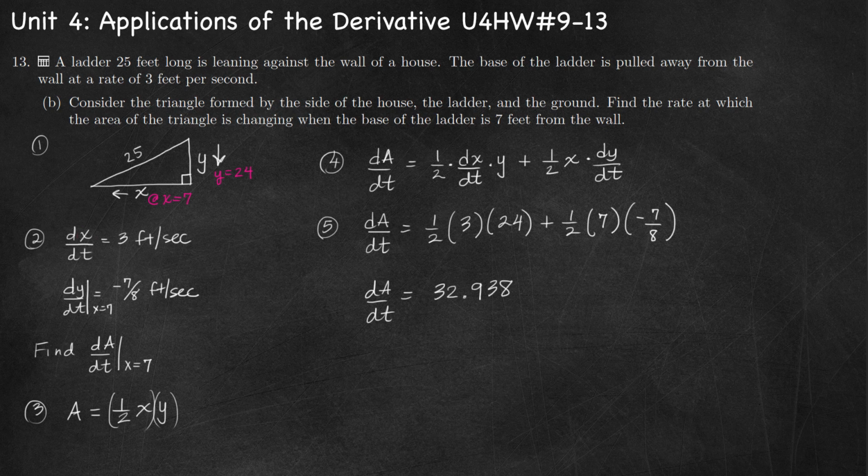So we simplify this, and we get dA/dt equals 32.938. Now our units here are the units for A, the area of the triangle. These legs are measured in feet, so the area is square feet. And then the time t is measured in seconds. So our rate, dA/dt, is 32.938 square feet per second, or feet squared per second.